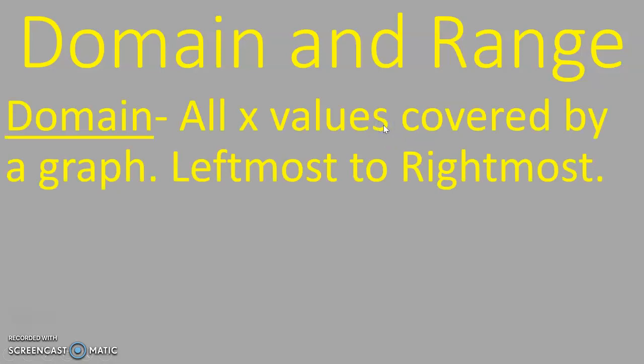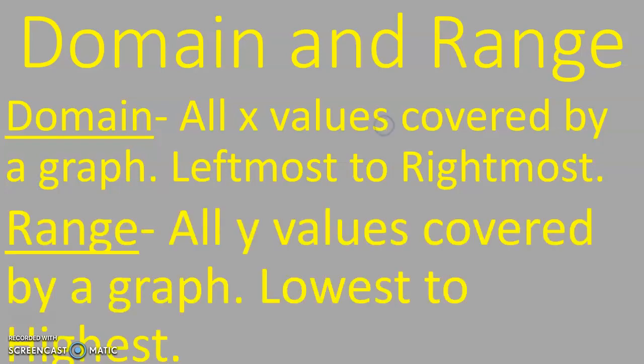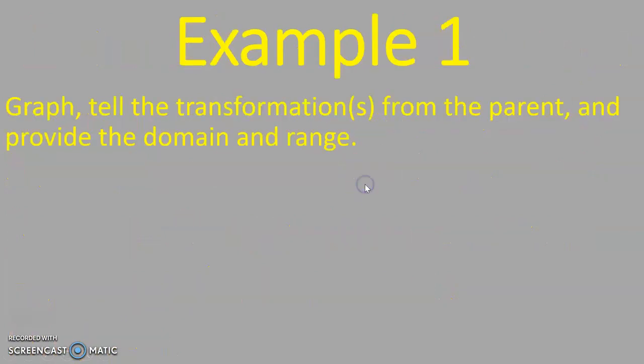Domain and range. All x values covered by a graph is the domain of a graph. You've probably known this at this point. It goes leftmost to rightmost. Range is all y values covered by a graph. They go lowest to highest. So the instructions here are to graph, tell the transformations from the parent, and provide the domain and range.